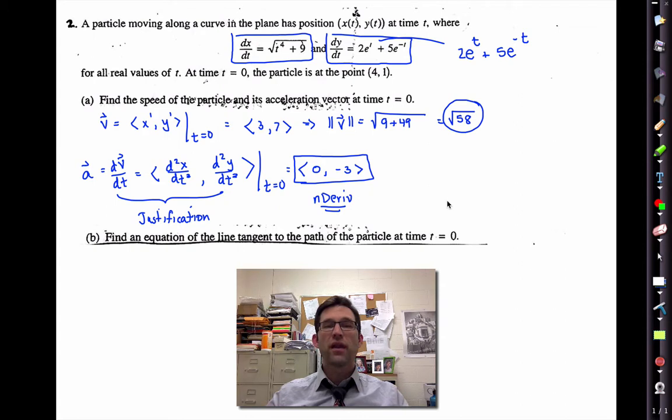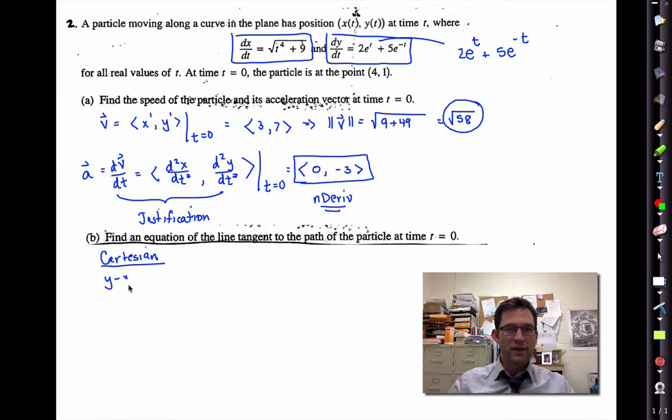Letter B, find an equation of the line tangent to the path of the particle at t equals 0. Oh boy, okay, I need the equation of a tangent line. Now, it's a little tricky because at this point you could actually do the equation in two different ways. You could either write it in its Cartesian form, in the typical y minus y1. Let me write this down. Cartesian, right? We could do that in sort of the y minus y1 equals m times x minus x1 form. Or we could write it in parametric form. The AP would accept either one. The one that's way more common is the Cartesian form, so let's do that first.